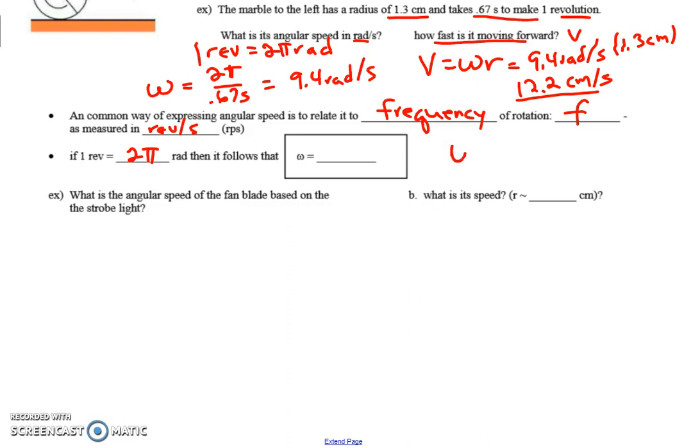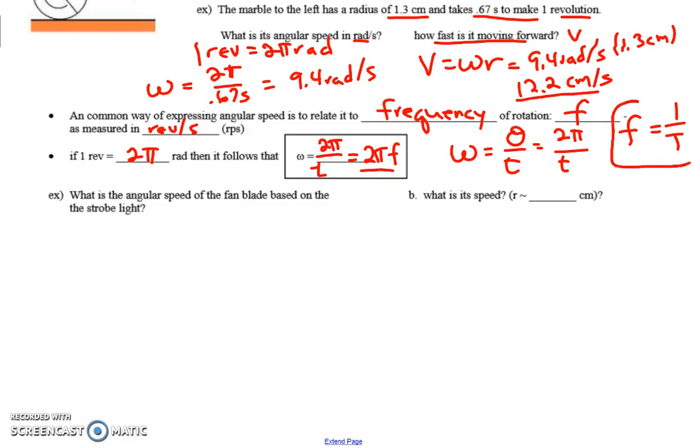again, let me go back over here. Omega is theta over t, and one revolution corresponds to 2 pi over t. So that's one way we can do it. So omega would be 2 pi all over the time, and that's also equivalent to 2 pi f. I guess that's something we haven't established yet, and I take it for granted. An important thing to realize is frequency is equal to 1 over period, the reciprocals of one another. We'll play more with that later.